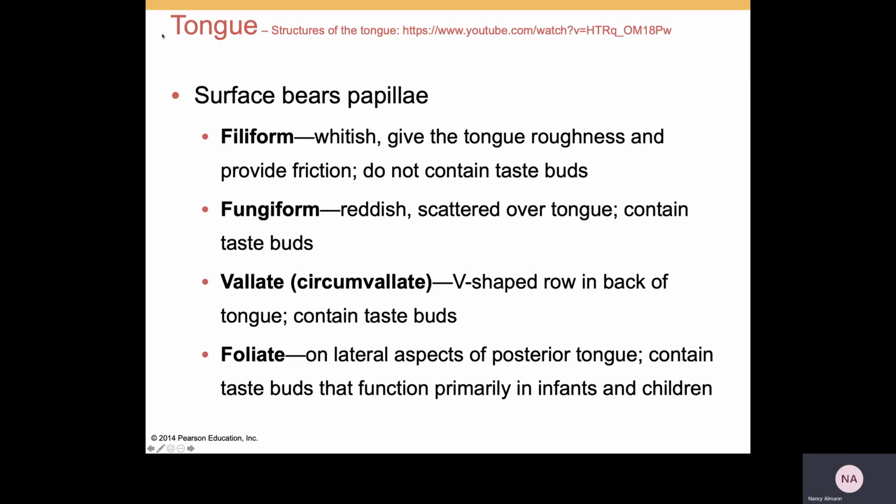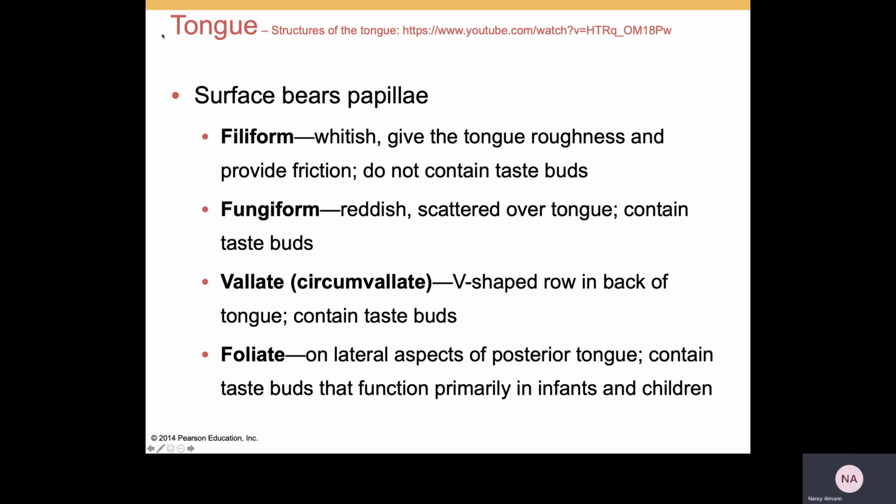The superior surface is going to contain what are known as papillae. There are several different types. The filiform give the tongue its roughness and help provide friction. They don't contain taste buds. The fungiform are reddish. They kind of look mushroom-ish. They are all over the tongue. They will contain some taste buds.